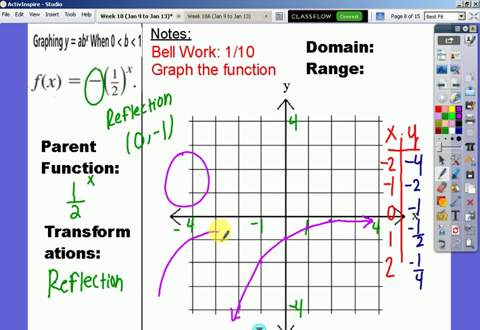So, domain and range. What's our domain? All real numbers, right? All real numbers. And then, what is my range? Yeah, y is less than 0. Perfect.